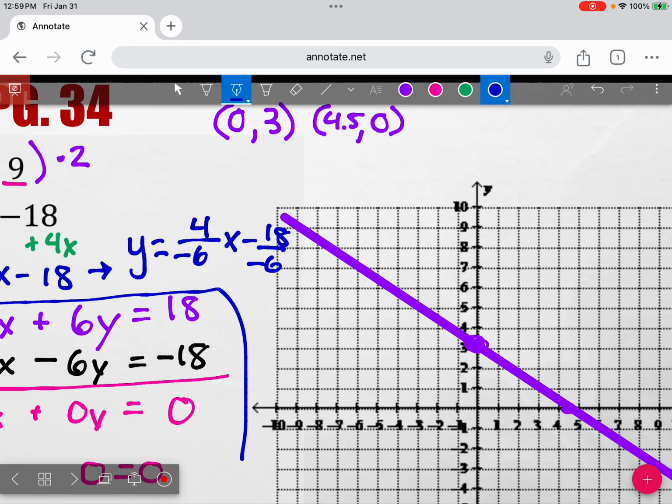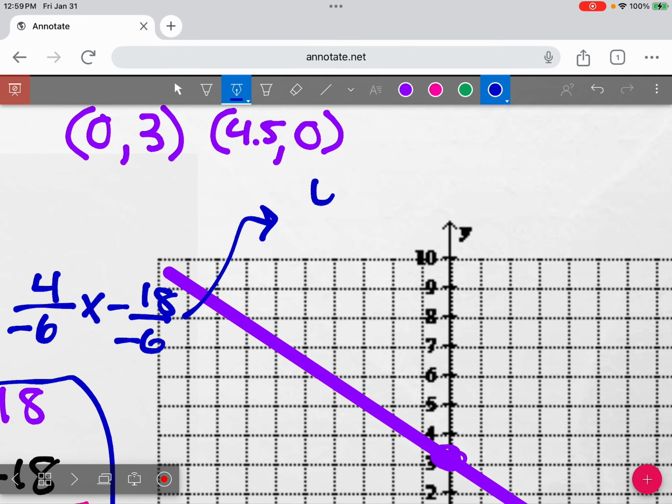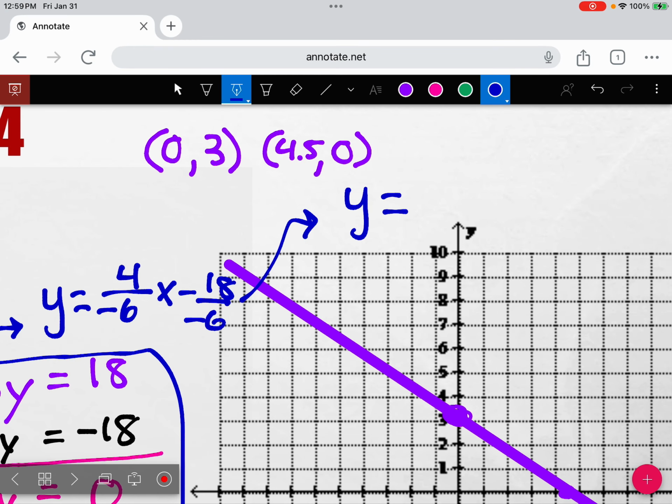So we're kind of solving it out that way. I'm going to bring this up over here because I know I'm straight up over the lines. And we're going to simplify it just a little bit. So we'll have our y equals 4 over negative 6. That was the same thing as negative 2 over 3 because they're both divisible by 2. So negative 2 over 3x minus 18 divided by minus 6 is a positive 3.